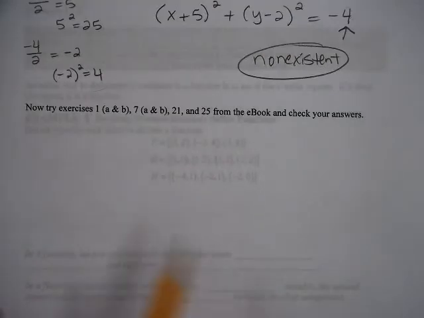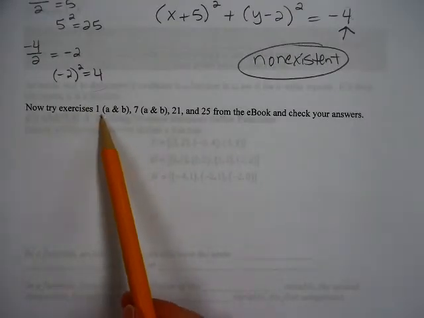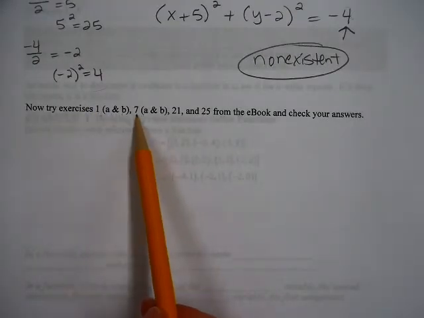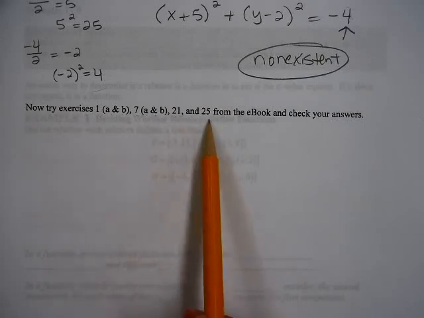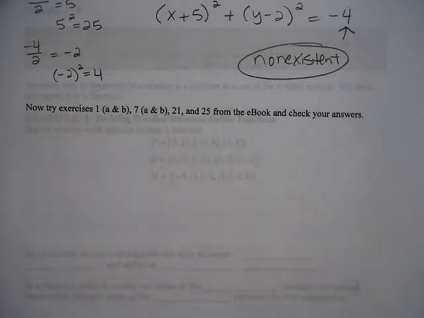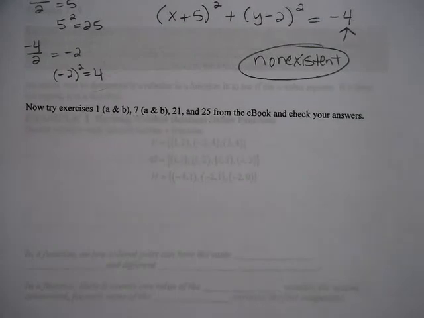Now you can go to your ebook and try exercises 1A and B, 7A and B, 21 and 25, and again, check your answers. And that concludes section 2.2.